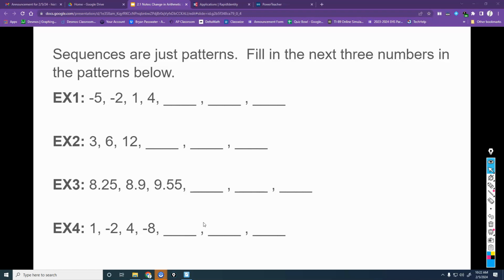So what would be the next numbers for number 1? Lucas, what would you get? 7. Good, and, oh, well, that's not right. All right, then what would you get? Good, and 13, right? Our pattern is that we're just adding 3 each time, right? Okay. Let's see, Ethan, how about number 2? We're multiplying by 2, so what would the next one be? Good. 96, I think. Yeah. Okay, so just multiplying by 2 each time, right?